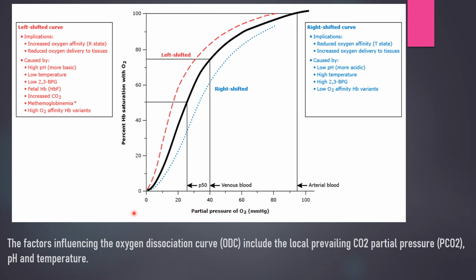Here we discuss how the oxygen dissociation graph can have a right shift or a left shift, and also about P50. There are some factors for both the shifts and it is detailed here. Either you can just read it out or we are explaining it in the next slide.